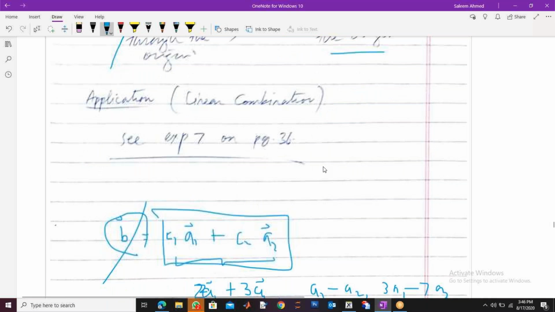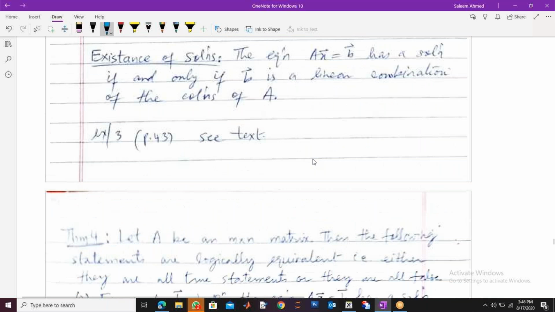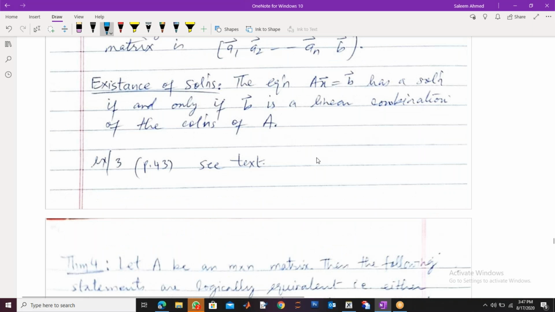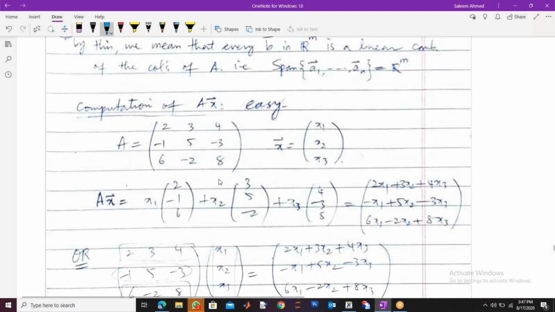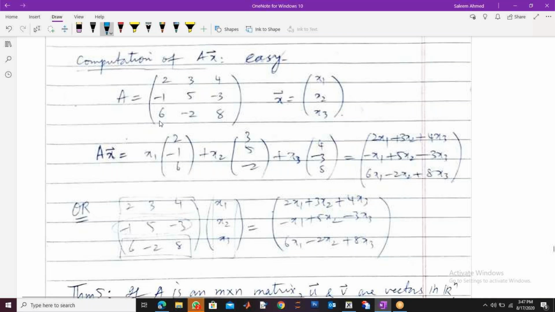And as we discussed already, any system can be written in matrix form as well. This is what we have already done, right? If a matrix A is given and vector X is given, there are two ways of finding the product of a matrix with a vector. One form which you already know is that we take the first row and multiply with the column. So what you will get is 2x1, then plus 3x2, and plus 4x3.